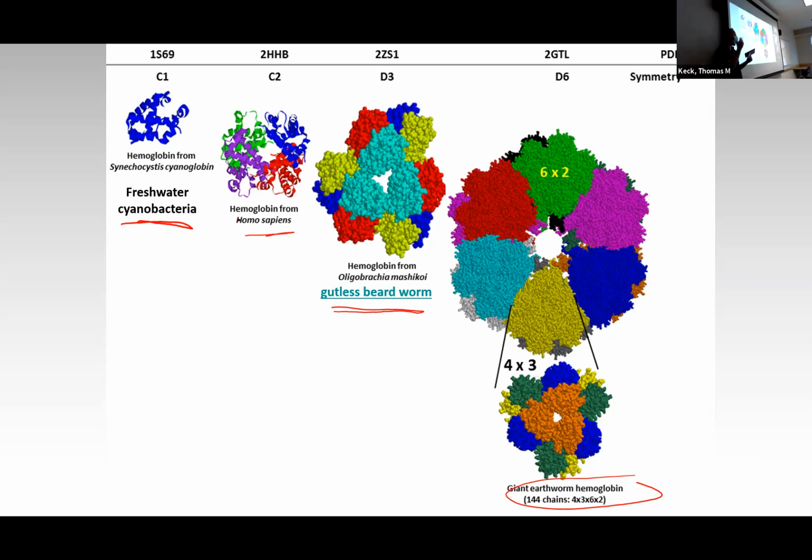So you always want to think about, when you're trying to understand how evolution is working at this molecular level, we're not some sort of pinnacle of evolution. Everything that exists right now is a pinnacle of its own evolution, right? And over billions and billions of years, through trillions of generations or more, gutless beardworms and giant earthworms have solved. Here's what I found.